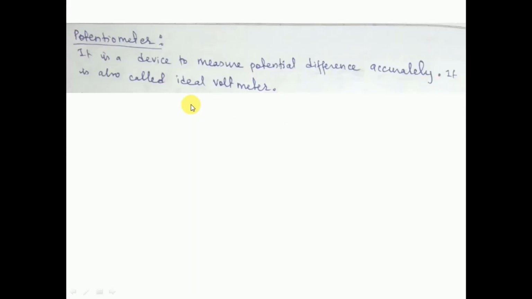Hello everyone, today in this video we are going to talk about the potentiometer. A potentiometer is a device to measure potential difference accurately, and it is often called an ideal voltmeter because it will measure potential difference with very little error.